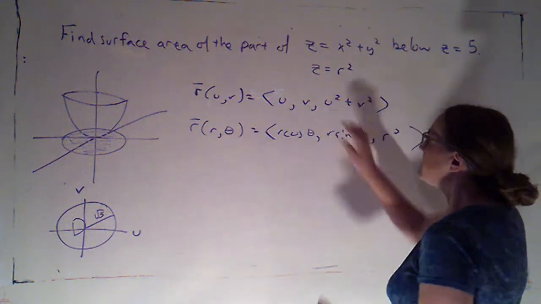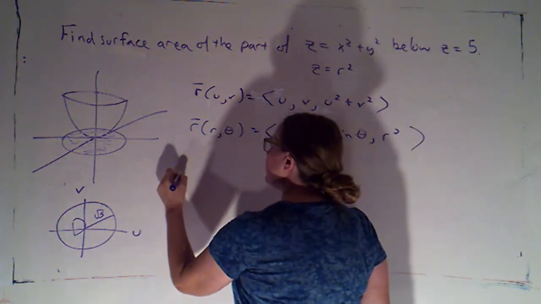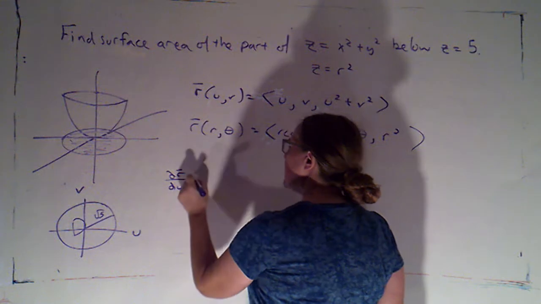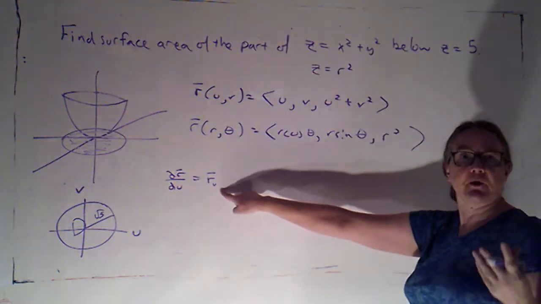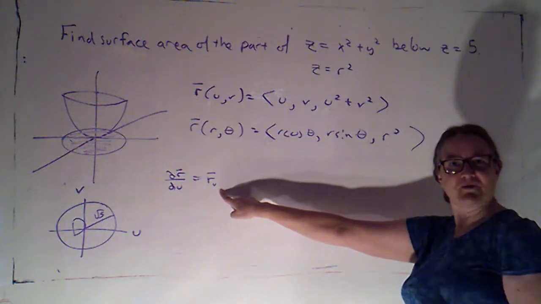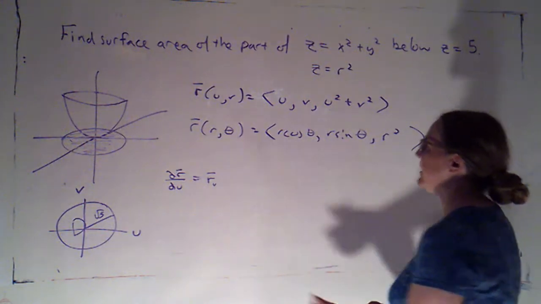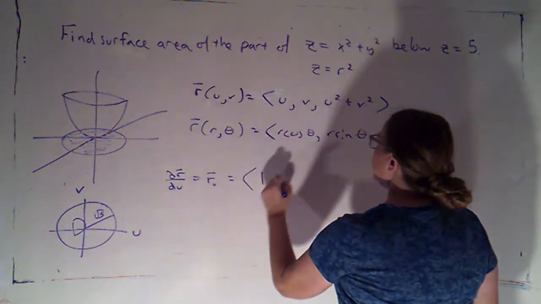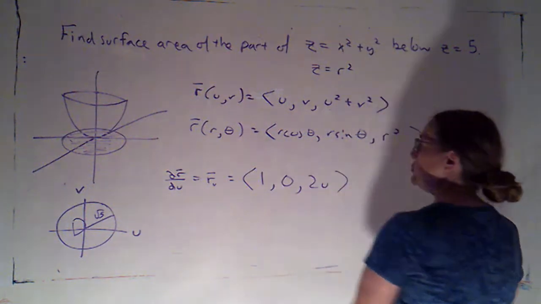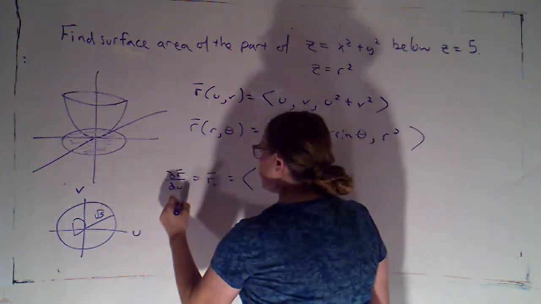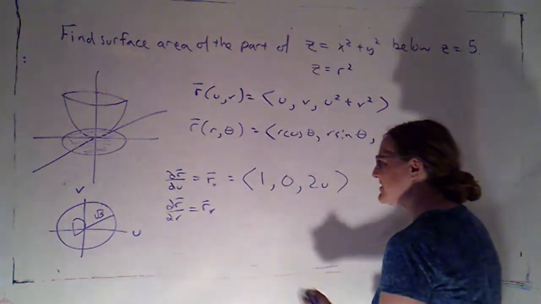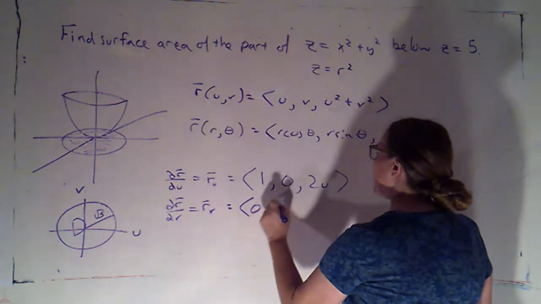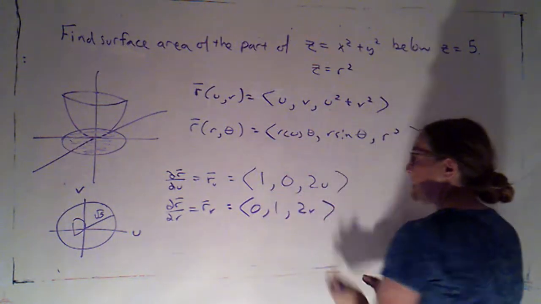So if I have this, the partial of r with respect to u, and by the way, if I did want to call that just r sub u, that's perfectly acceptable. I can use subscript notation for these partials as well. That would be 1, 0, 2u. And the partial of r with respect to v, which I could write if I wanted to as r sub v, that's just going to be 0, 1, 2v.